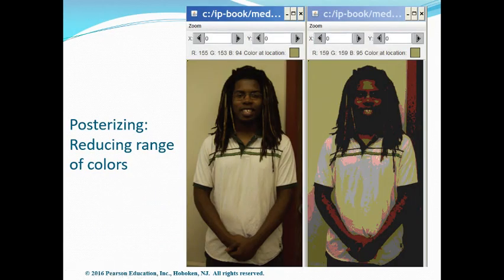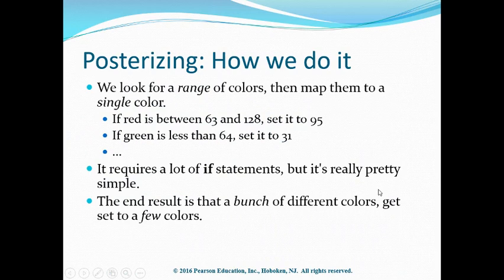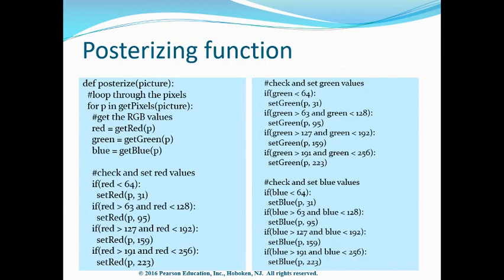So posterizing is reducing the range of colors. We can see in the left picture, this person has quite a few different shades and colors, and on the right we can see that the number of colors is reduced to be more simple, more like a cartoon drawing. So how do we do it? We look for a range of colors, then map them to a single color. If red is between 63 and 128, set it to 95. If green is less than 64, set it to 31, etc., etc. It requires a lot of if statements, but it's really pretty simple. The end result is that a bunch of different colors get set to a few colors.